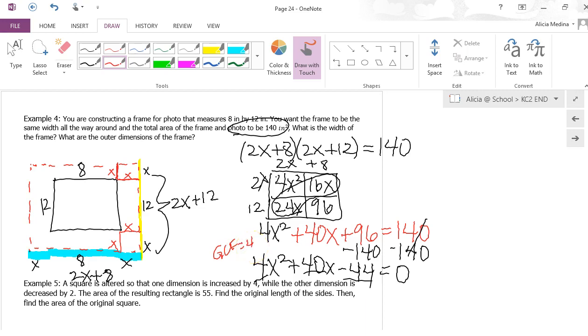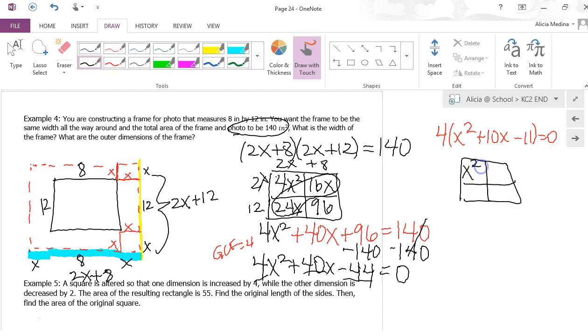So I'm actually going to remove that over here, and I'm going to say 4 times, if I divide this, it's going to give me x squared plus 10x minus 11. That makes it way easier to try to factor than trying to deal with those big numbers. All right, so let's try this again.